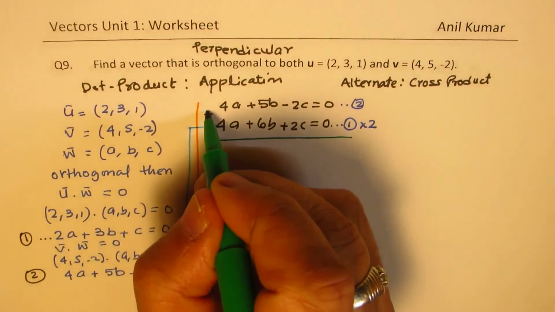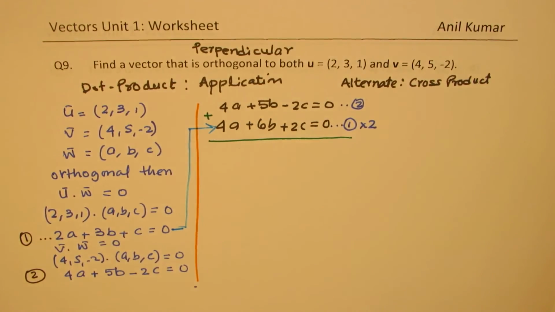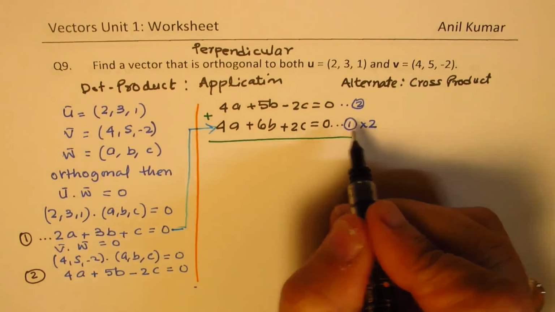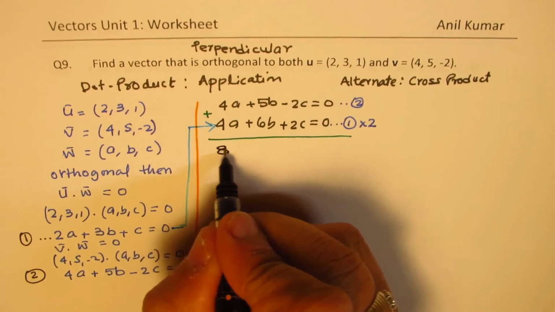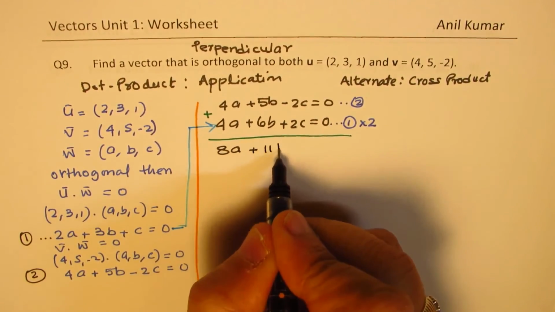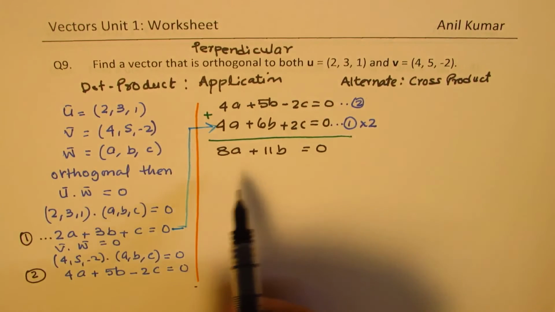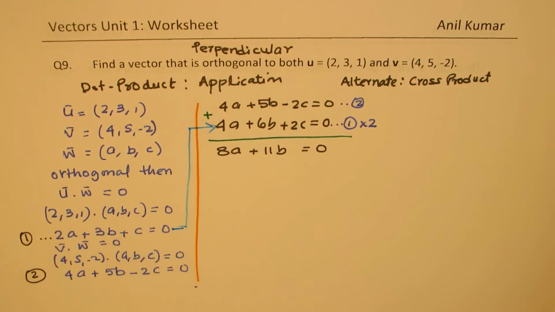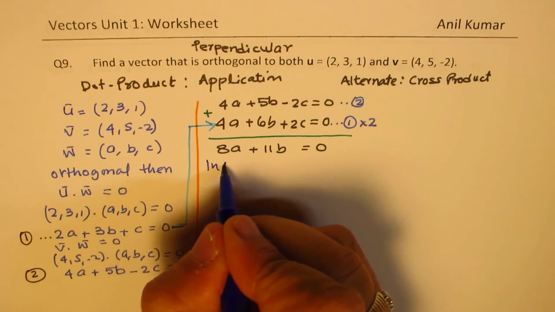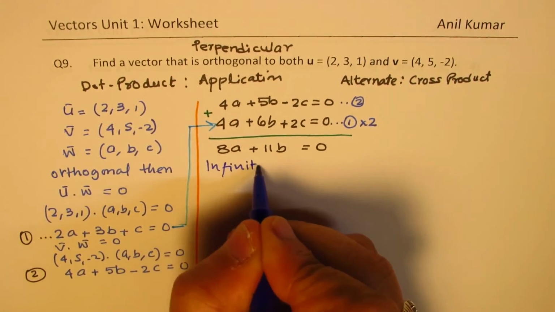Now let's add these two equations, right? So when you add them, you get 8a plus 11b equals 0. We need to solve this equation now. So we can use parameters to solve. So it can have infinite solutions, you can see, right? So it has infinite solutions.